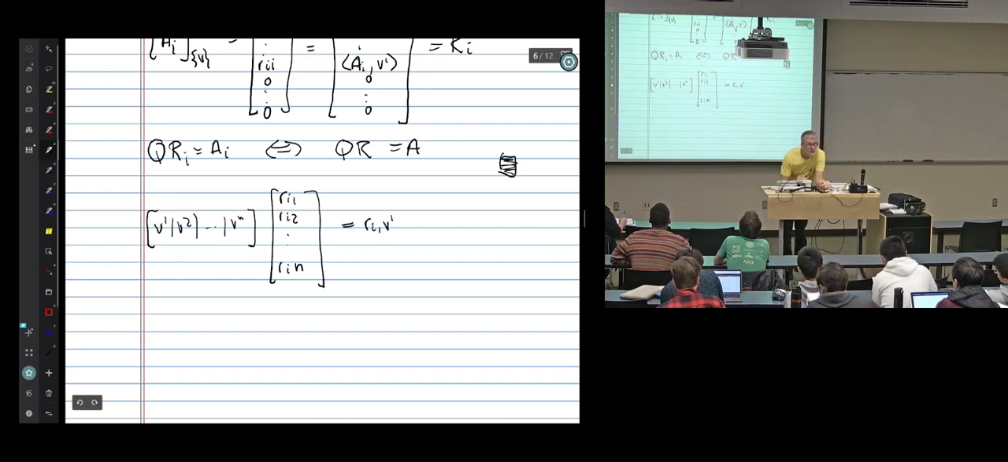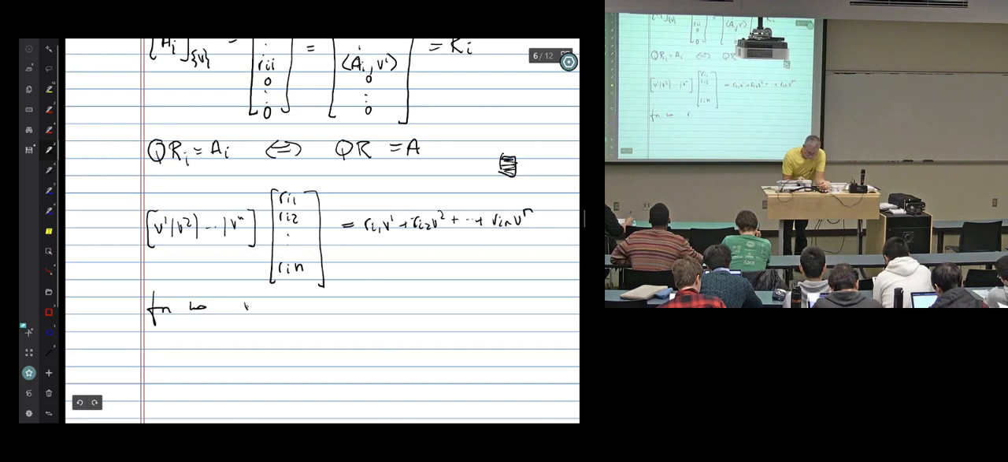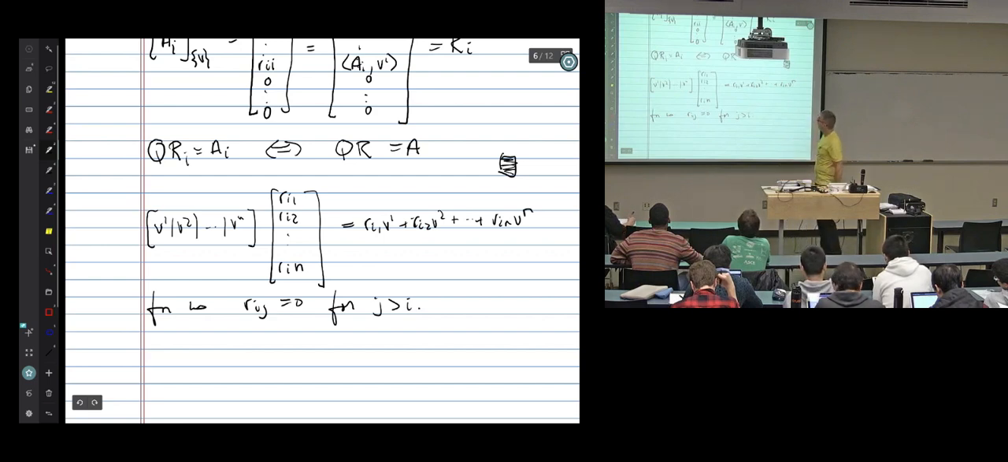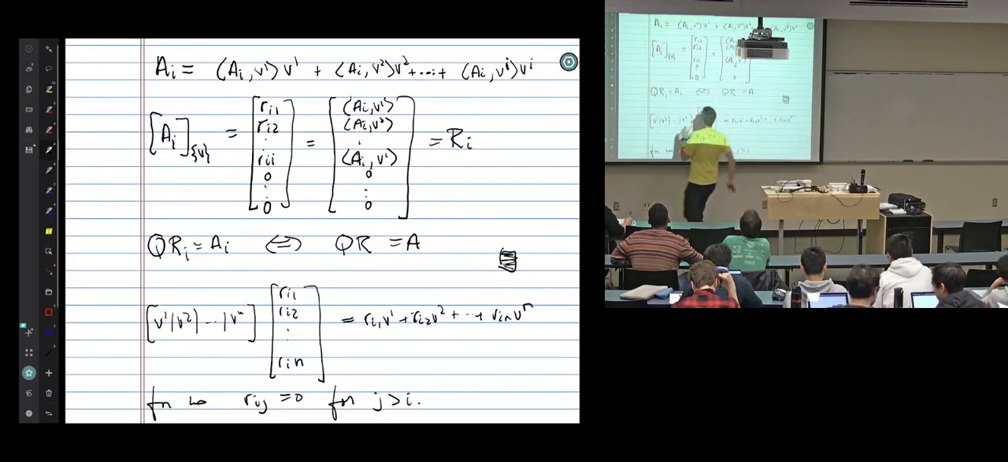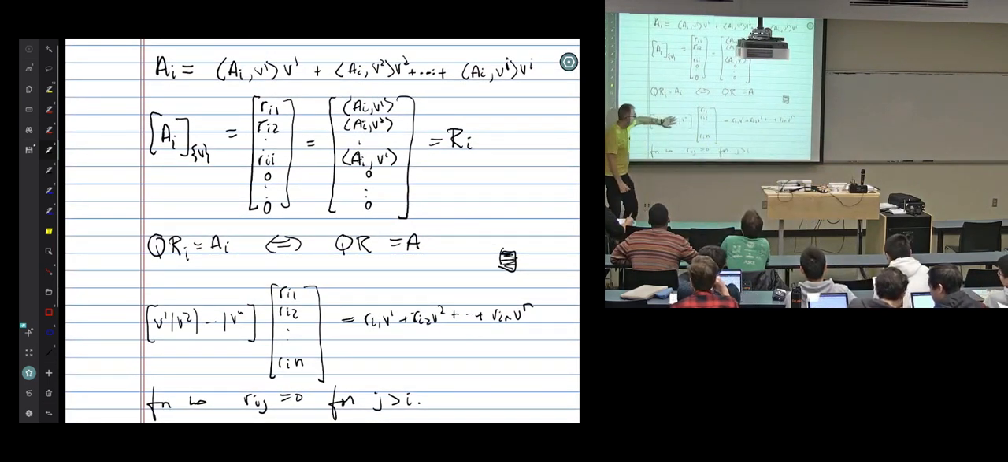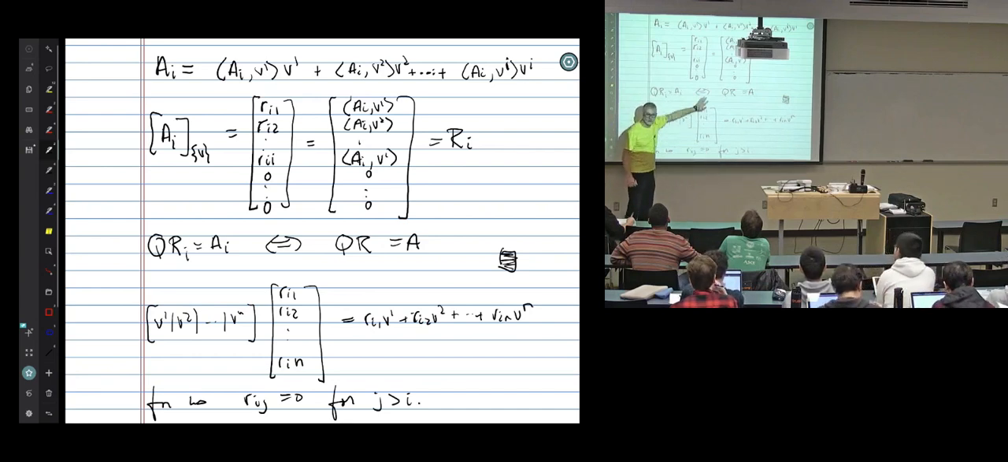Ri1 times V1 plus Ri2 times V2 plus Rin times Vn. Now for us, Rij equals 0 for j bigger than i. Okay, so it's really it. This part is homework 1. Multiplying partitioned matrices times vectors, okay?